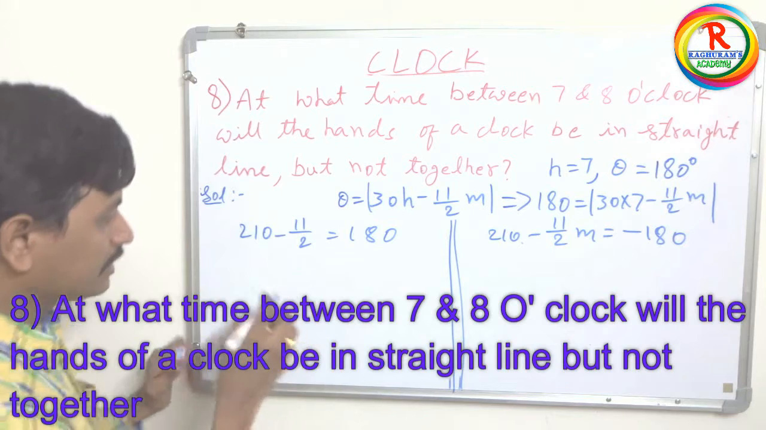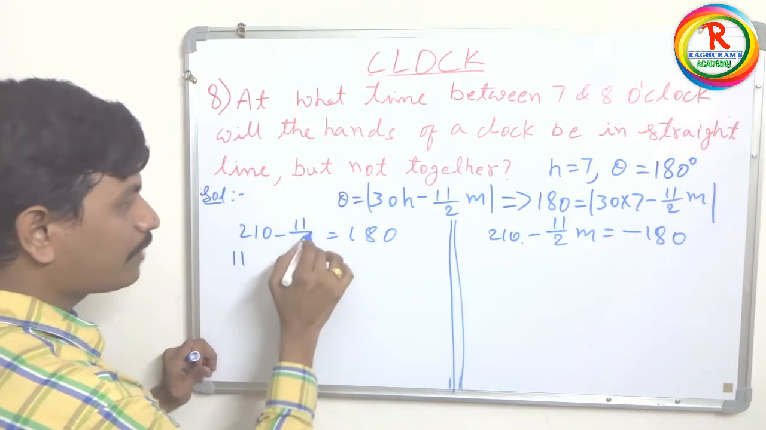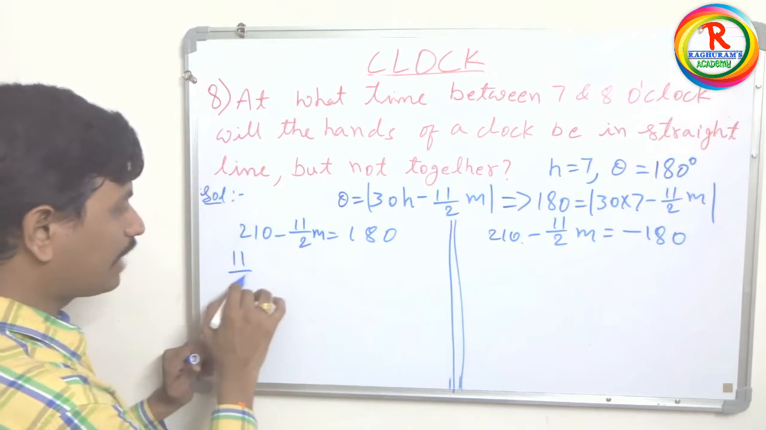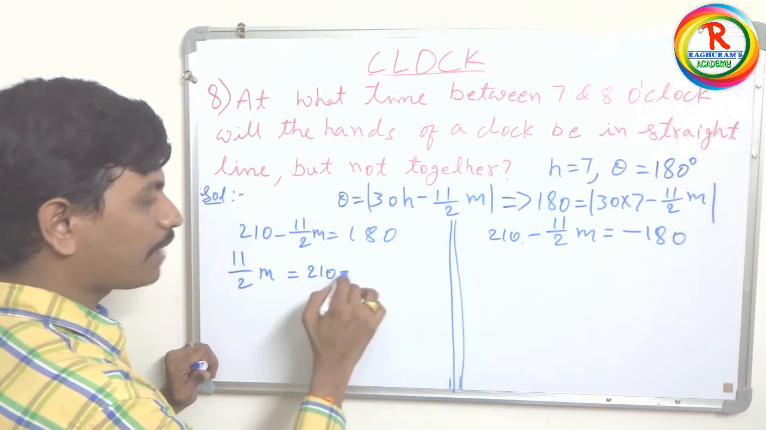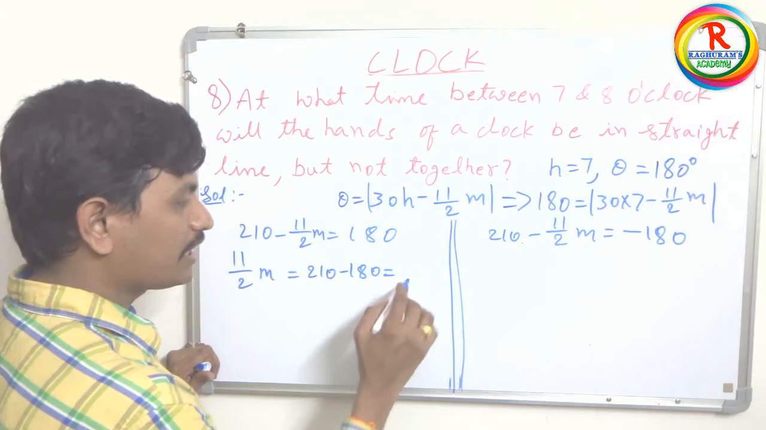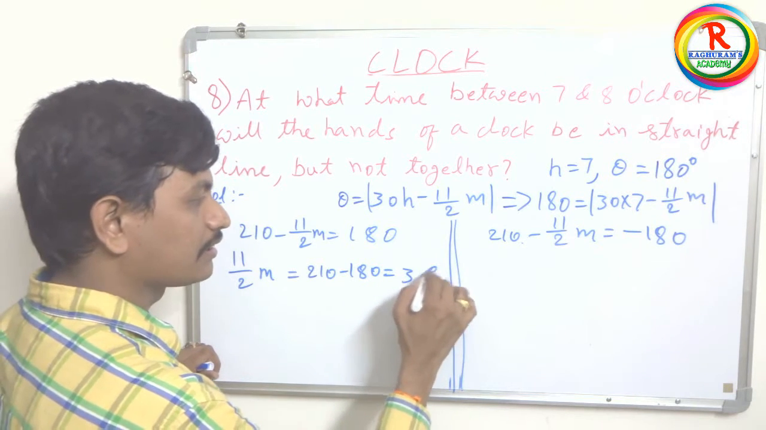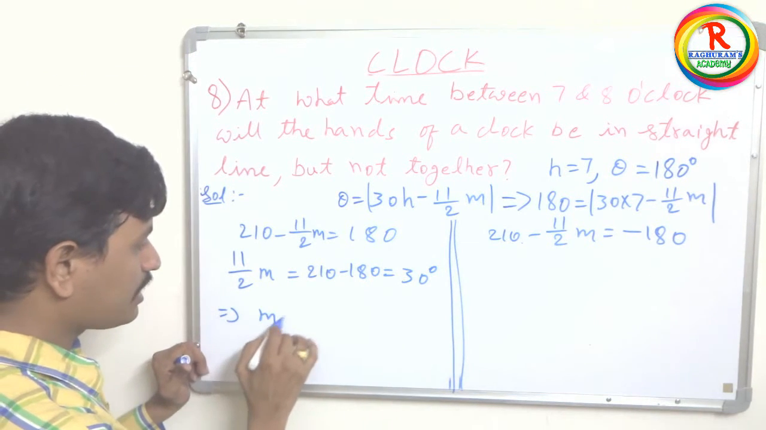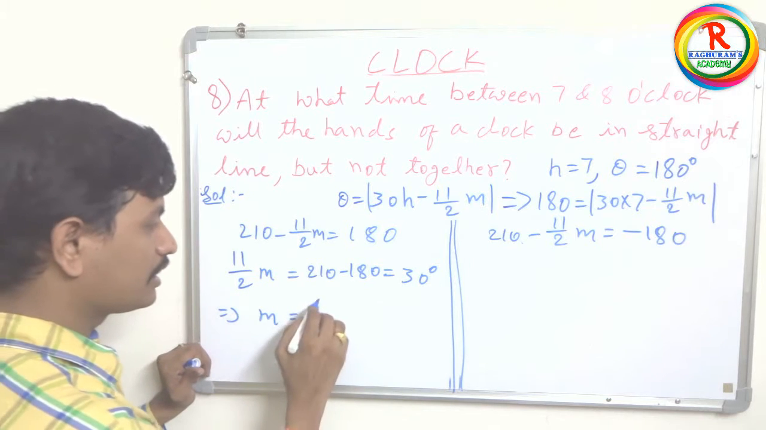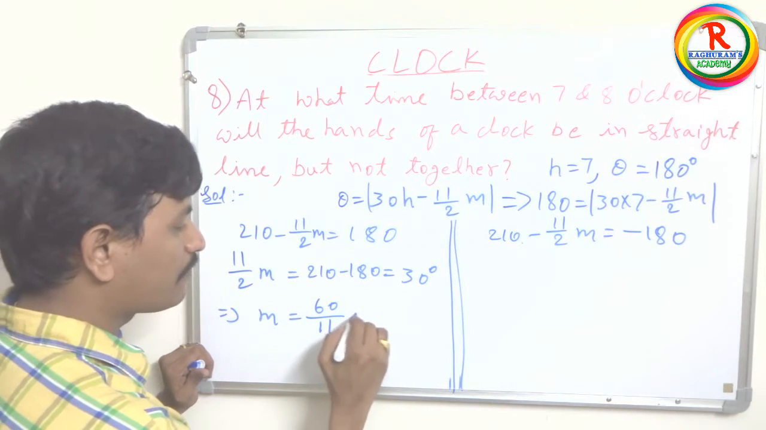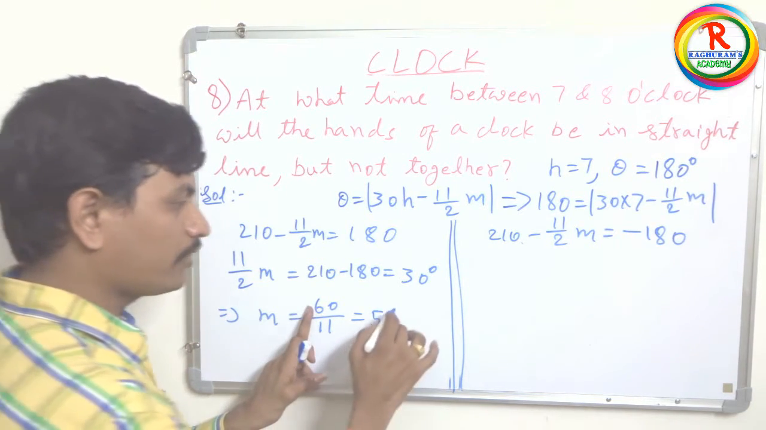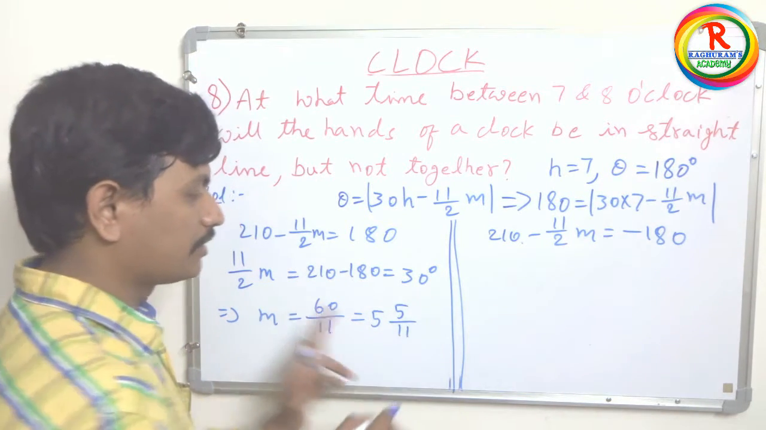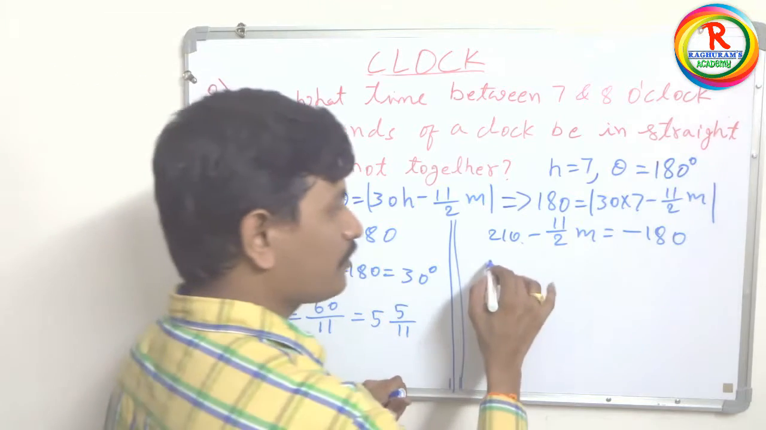Here we take 11 by 2 m on one side. 11 by 2 m is equal to 210 minus 180, that is 30 degrees. So what is m? m is 60 by 11, which is 5 and 5 by 11. This is the answer.